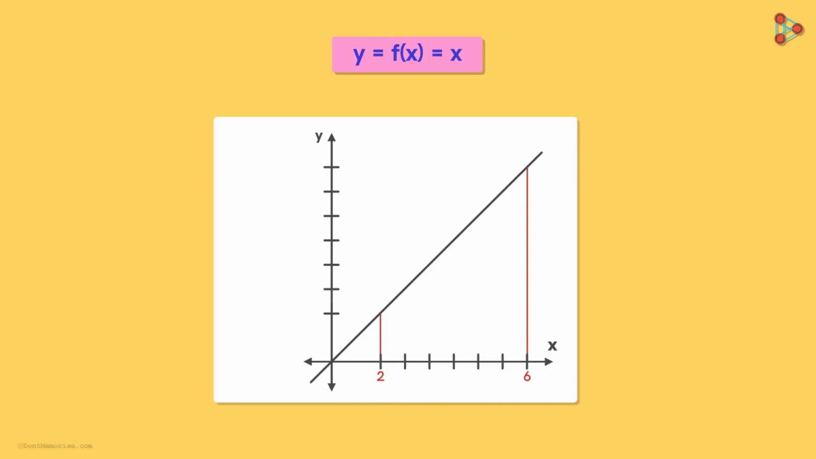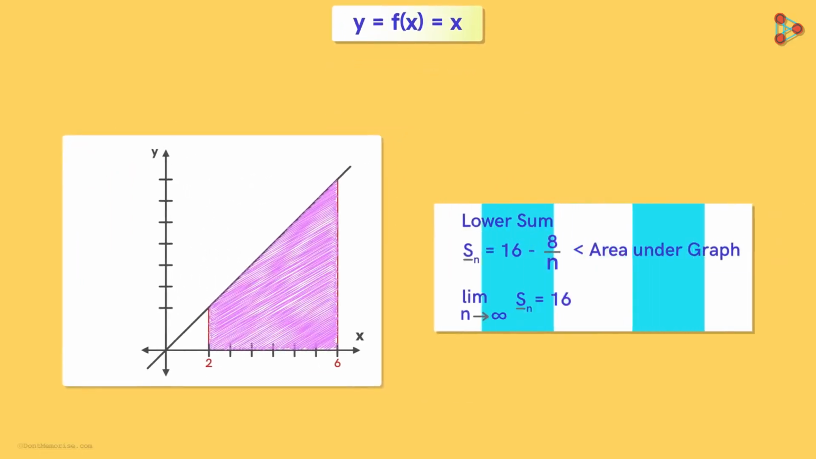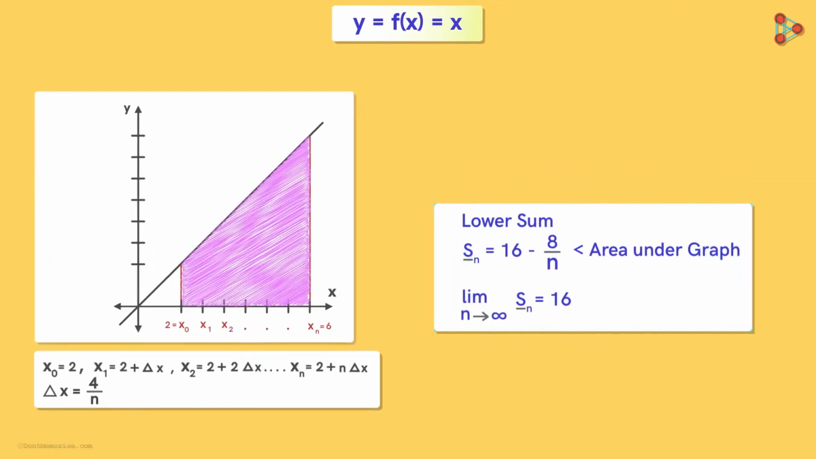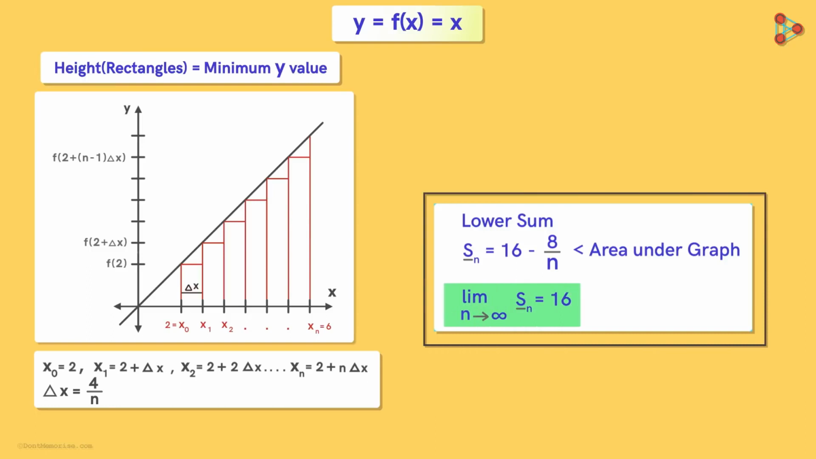Earlier, to find the area under the graph of this function, we found out the lower sum. That is, in each subinterval, we took the minimal y values as the heights of the rectangles. And we saw that as the number of subintervals n tends to infinity, the lower sum approaches the area under the graph. But is there some significance behind only considering the minimum y value in each subinterval?